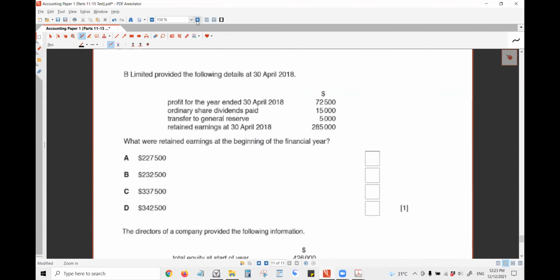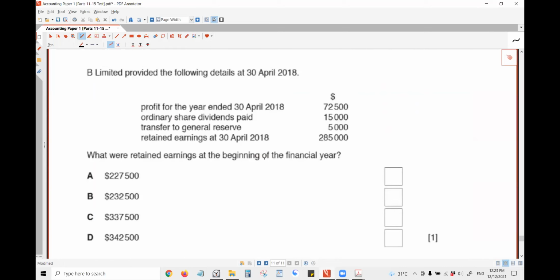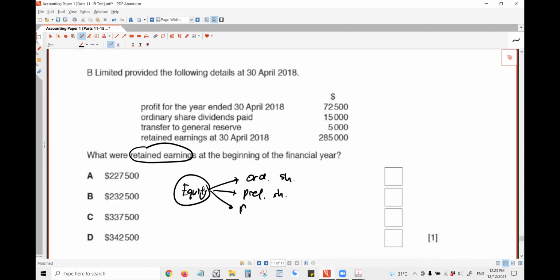They ask you what were the retained earnings at the beginning of the financial year. So how do we find it? Retained earnings, as you know, is part of the equity. You know what is equity? Equity is made up of ordinary share. Sometimes you may have preference share, but most of the questions don't have this. And then retained earnings is also here. General reserve is also here. All these four together, we call equity. So they're asking you for this one: what is this at the beginning of the year?